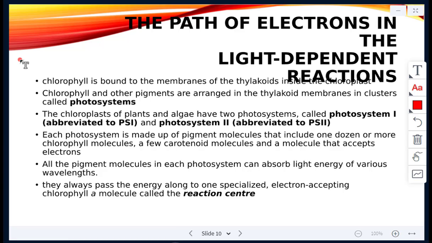And each photosystem is made up of pigment molecules that include a dozen or more chlorophyll molecules, a few carotenoid molecules, and a molecule that accepts electrons. All the pigment molecules in each photosystem can absorb light energy of various wavelengths, and they always pass the energy along to one specialized electron-accepting chlorophyll A molecule called the reaction center.